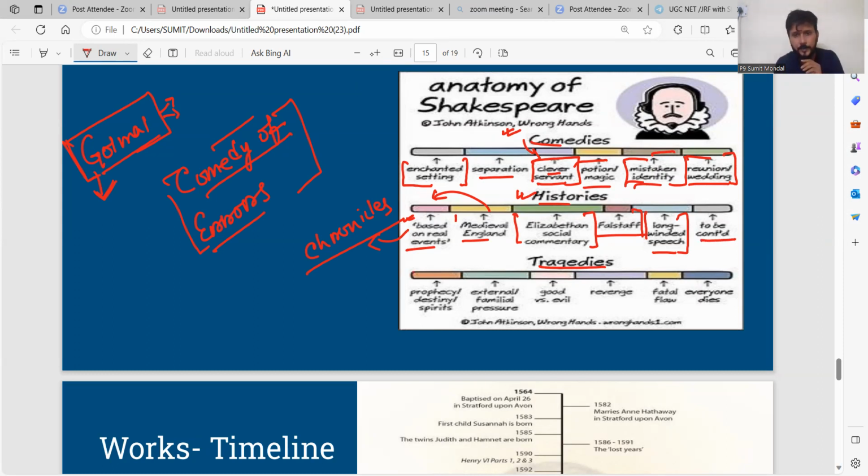Then tragedies: prophecy or destiny or spirits, which you can find in the pagan tragedy or the Greek tragedy. I'll be talking about Greek tragedy in detail later. And external and familial or family pressure that you can find as a major bearing force of the tragedies.